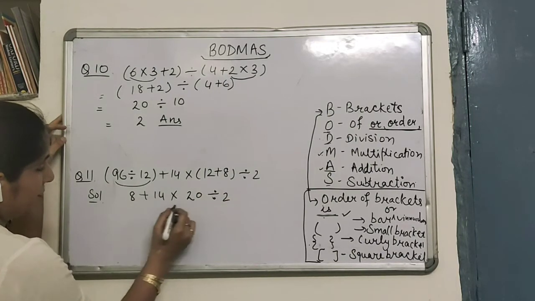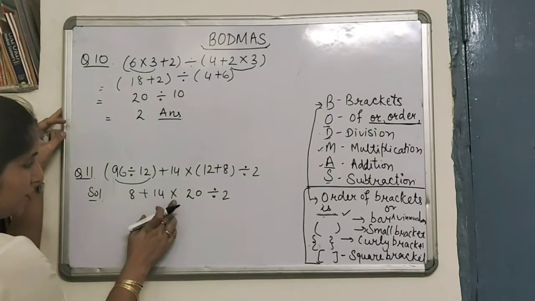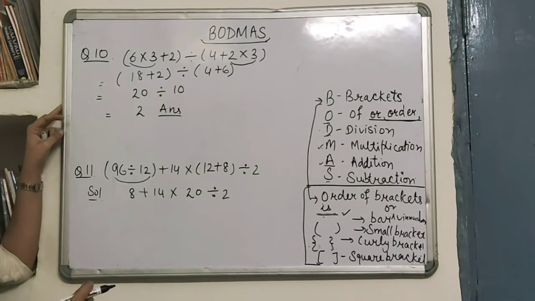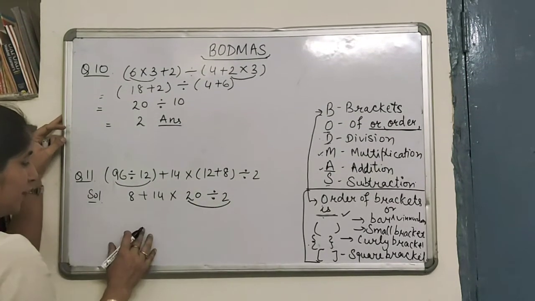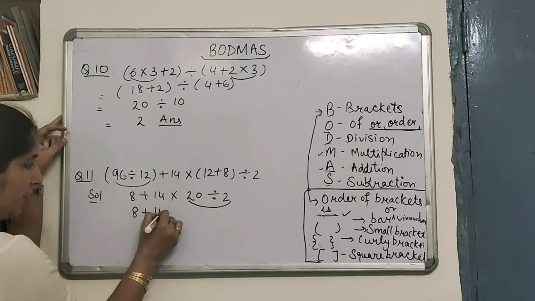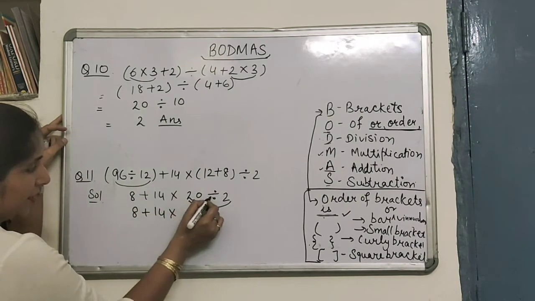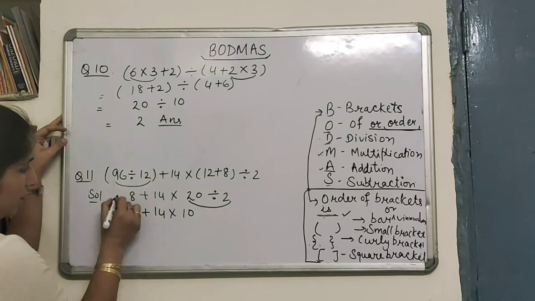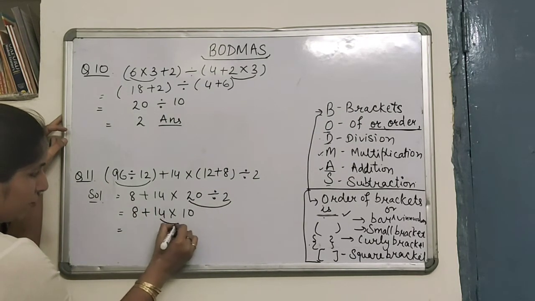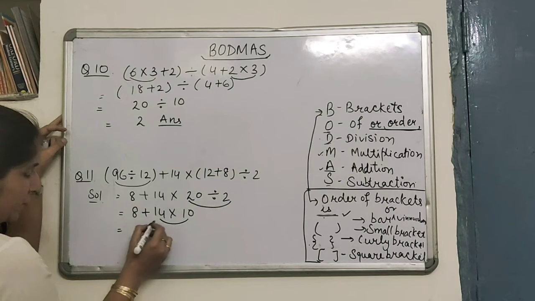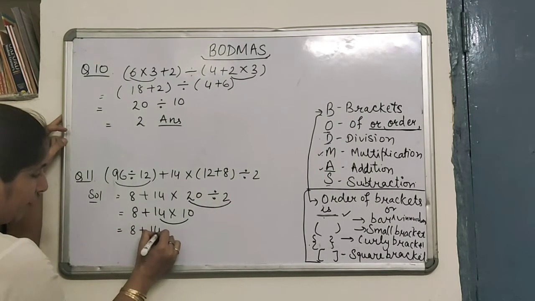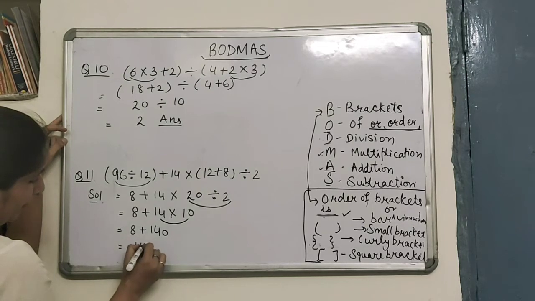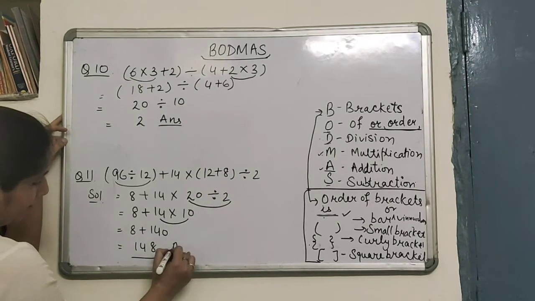Now in this complete expression you see 3 operations are here: addition, multiplication and division. So first of all the turn comes for the division. So 8 plus 14 multiplied by 20 divided by 2 will become 10. Now next we solve this, because the turn of the multiplication operation is here. To solve first, now it will become 140. Finally we get the answer 148.